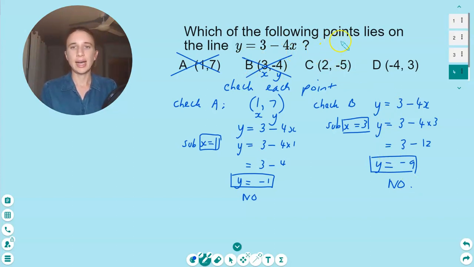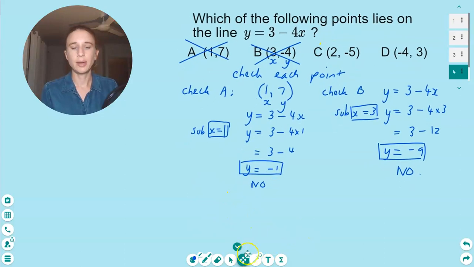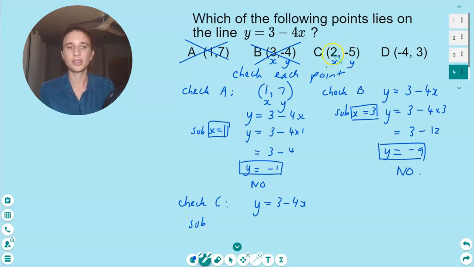So let's check out C. Hopefully one of these points lies on the line. Surely. So Y equals 3, take 4x. And we're going to substitute in immediately right underneath it, the coordinates, sub X equals 2. See if we can churn out a Y value of -5. And if so, it lies on the line. So Y equals 3, take 4 times 2. Simplify. 3 take 8. Quite sure it's -5.